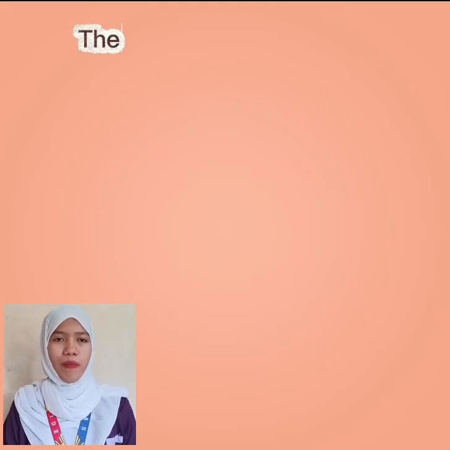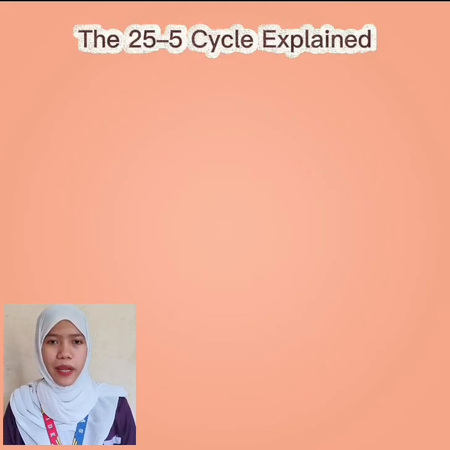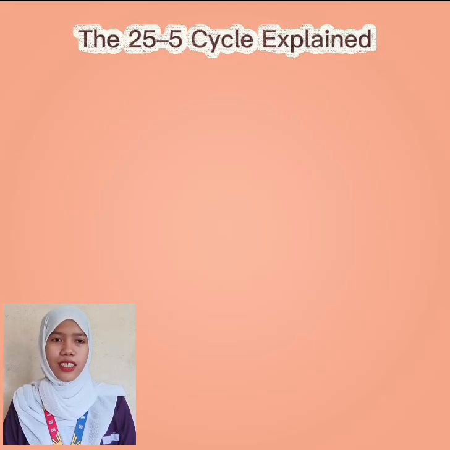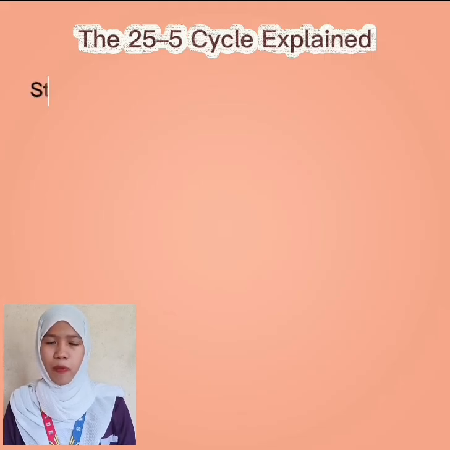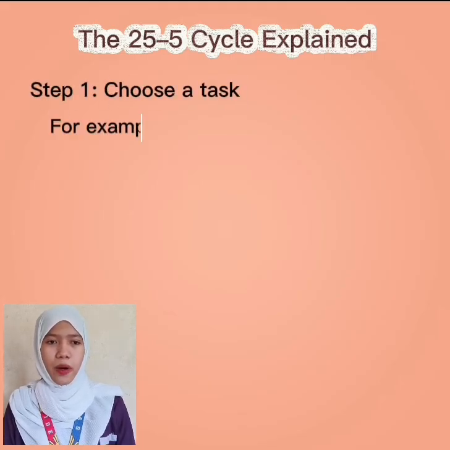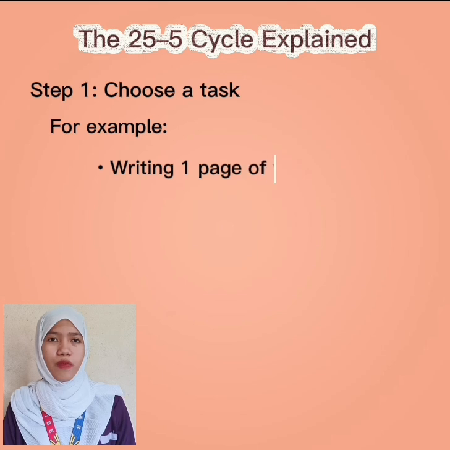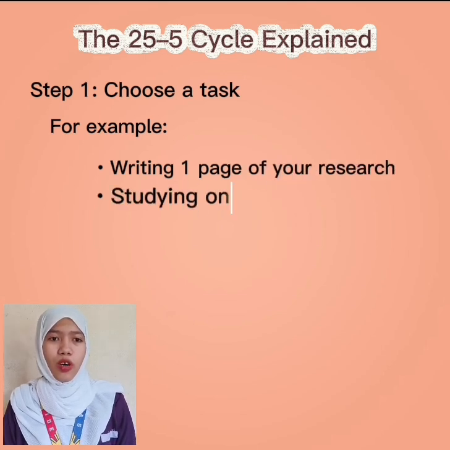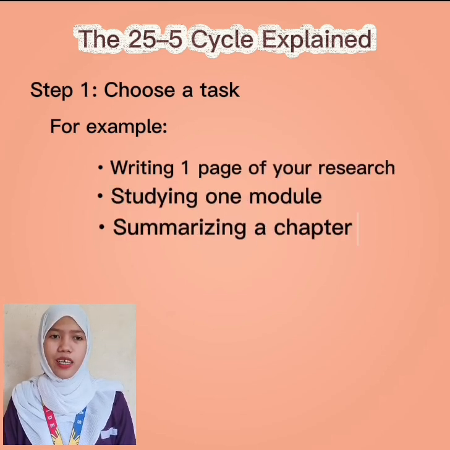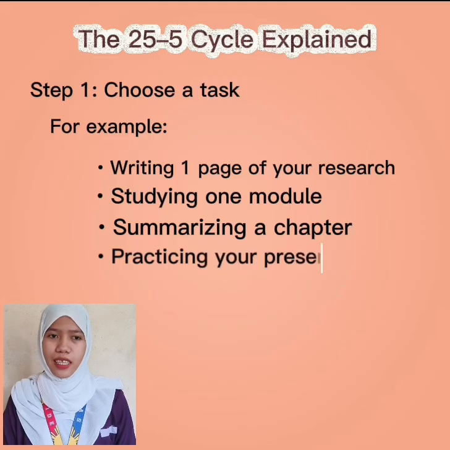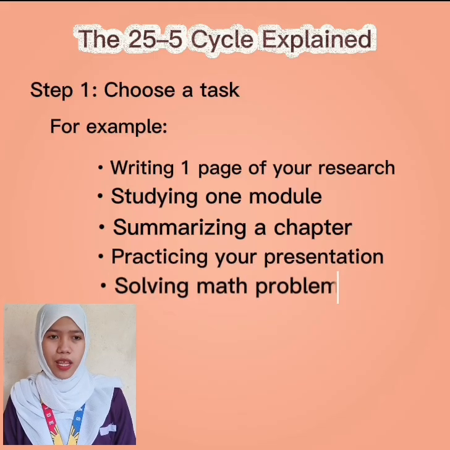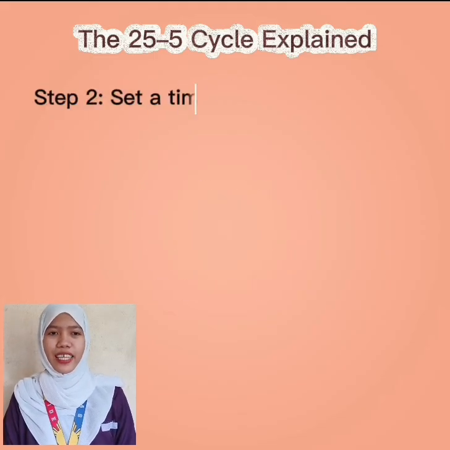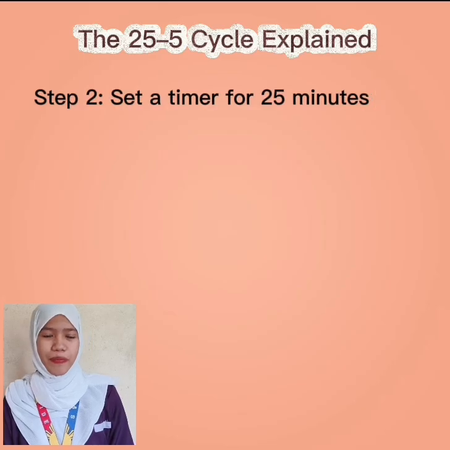Next, the 25 to 5 cycle explained. Let's break down the cycle naturally. Step 1, choose a task. For example, writing 1 page of your research, studying 1 module, summarizing a chapter, practicing your presentation, and solving math problems. Step 2, set a timer for 25 minutes.